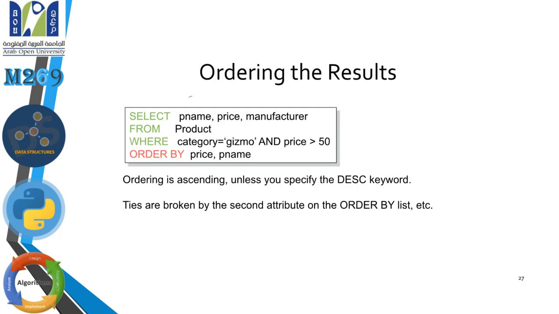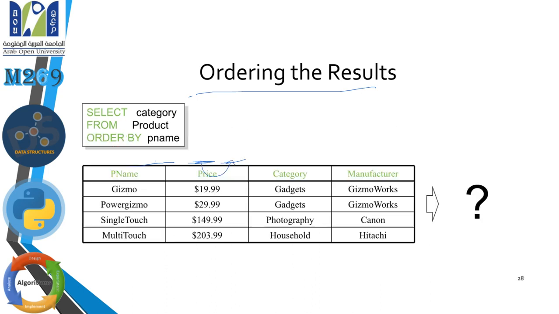We can also order the result ascendingly or descendingly, so we use the order by keyword. Here we need the price, pname, manufacturer, but the output must be ordered based on the price and pname. So we start the order based on the price. If we have two prices of the same value, then order them based on the pname. See here the pname, which is this field.